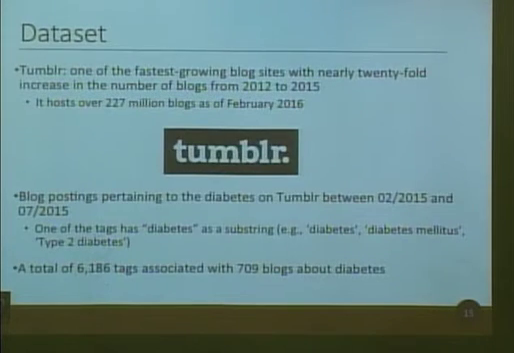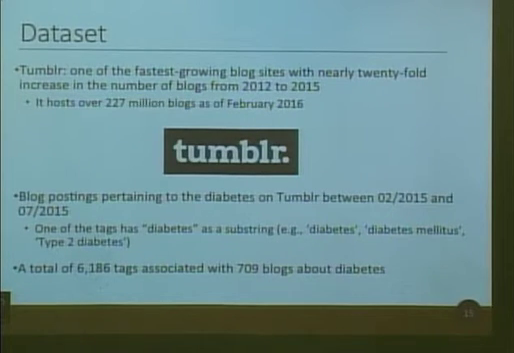So our data set, as described, is from Tumblr, which is one of the fastest growing blogging websites in the world. It contains over 227 million blogs as of February 2016, and we collected the Tumblr blogs between February 2015 and July 2015. So it's a relatively small period, and we don't have a lot of data. That's one limitation of this work.